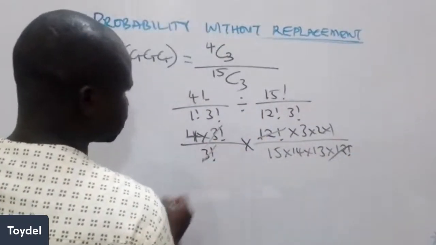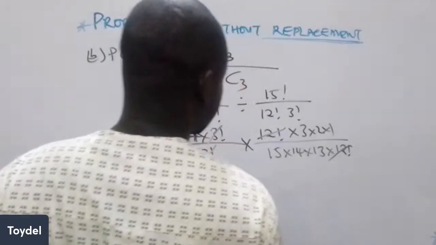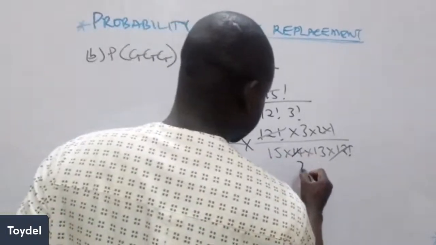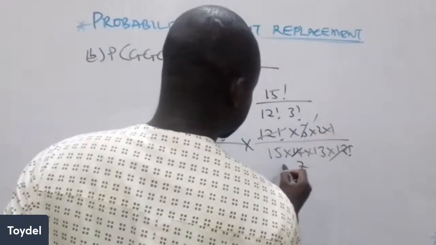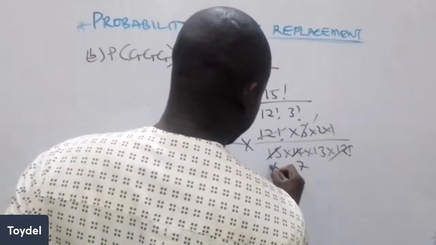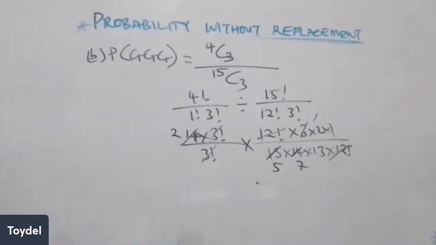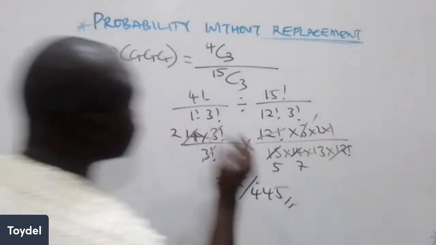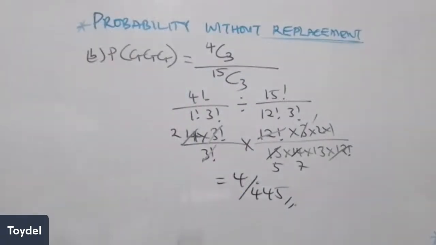So 3 factorial, we cancel 3 factorial. Then here, 2 here is 2, 2 here is actually 7. 3 here is 1, 3 here is actually 5. At the end of the day, we have 2 times 2 at the numerator, that is 4. Then we have 5 times 7. At the end of the day, we are going to have 4 all over 4, 5, that is 4 over 455. And that is what we actually got in that previous example. That's actually our solution.